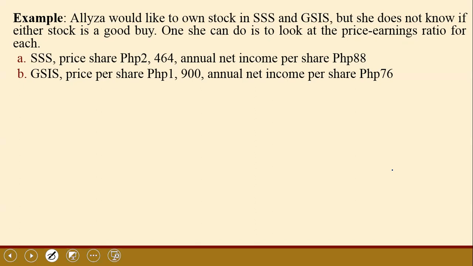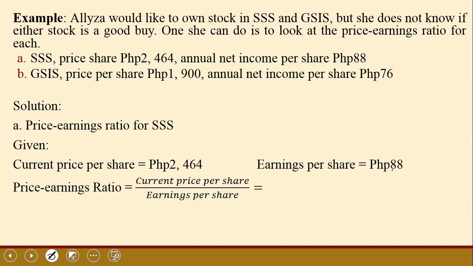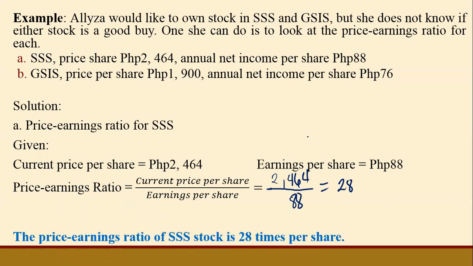So, price earnings. We're going to use the formula. For letter A, the price earnings ratio for SSS, we have the given current price per share and then the earnings per share. This is the formula. So we substitute: this is 2,464 over 88. So this is 28. Okay, so the price earnings ratio of SSS stock is 28 times per share.